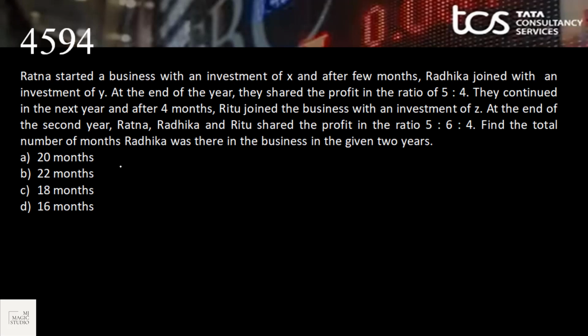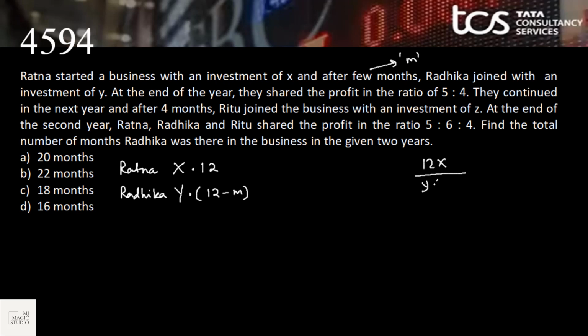Ratna started a business with an investment of rupees X, and after few months Radhika joined with an investment of Y. Let Radhika join after M months. At the end of the year, Ratna's weightage is 12, Radhika's weightage would be 12 minus M. They shared the profit in the ratio of 5:4. That means 12x upon y into 12 minus M equals 5/4.